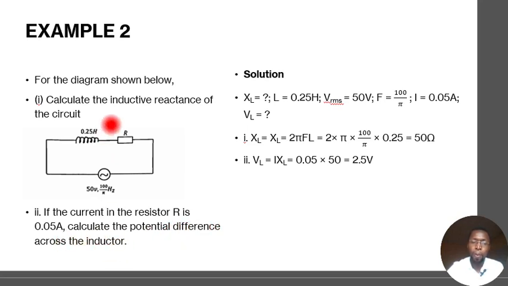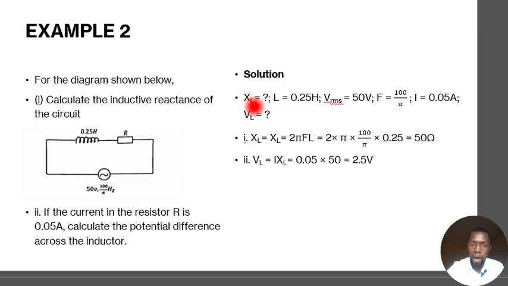So now let's state our parameters again. Firstly, in the diagram, our parameters are already stated. This 0.25 Henry here is our inductance. So our inductance is 0.25 H. That's our L. Remember, we have to calculate the inductive reactance.